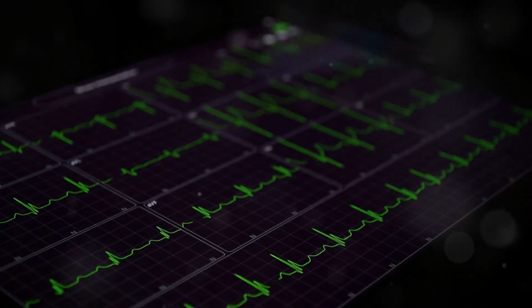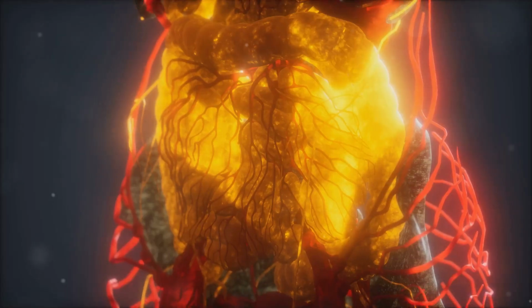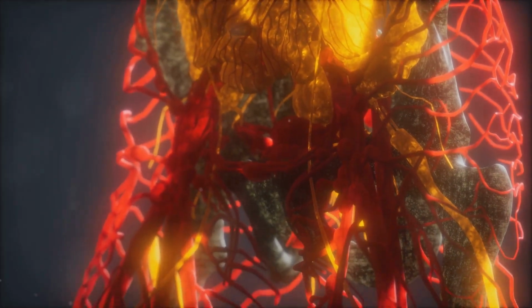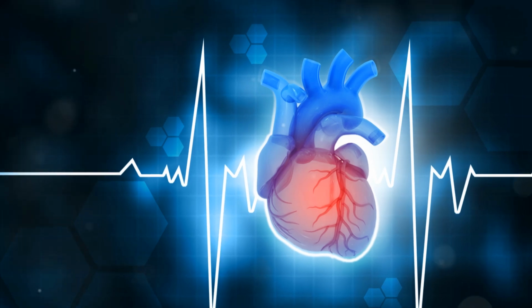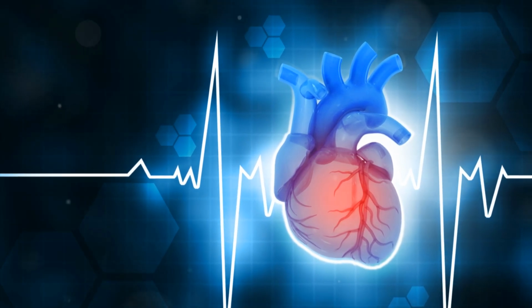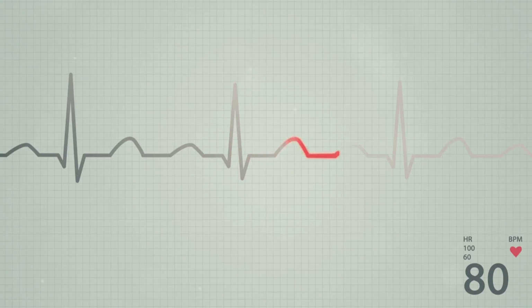Section 3. First-degree AV block, the mildest form. First-degree AV block is the least severe type of heart block. It is characterized by a prolonged delay in the electrical signal as it travels from the atria to the ventricles. This delay is measured using an electrocardiogram, ECG, and is identified by an extended PR interval.